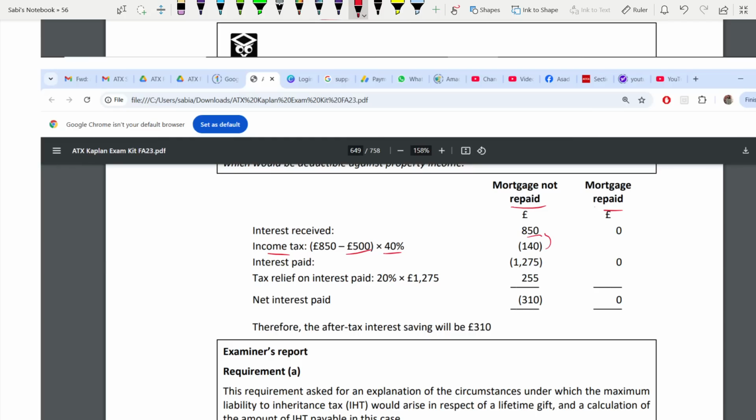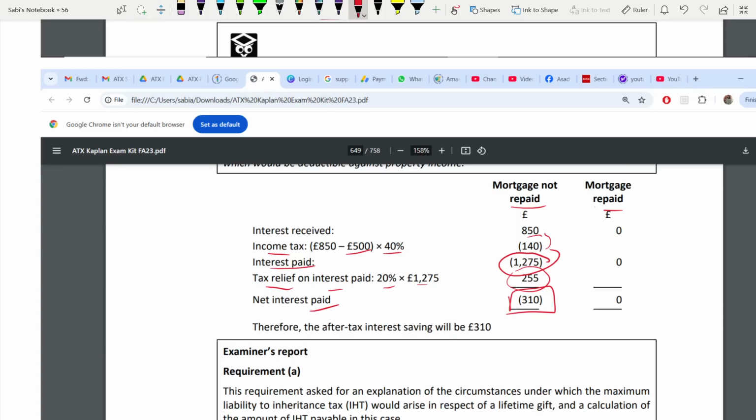Then the interest paid part. You are going to get tax relief. How much interest is paid? This much, which has been given in the question. And you are going to get tax relief on that interest paid. How much? 20% on 1275. Because of tax relief, 255 is added, and this is your net interest paid. You are paying more than you are receiving. That's why it's net interest paid when you're not repaying your mortgage.